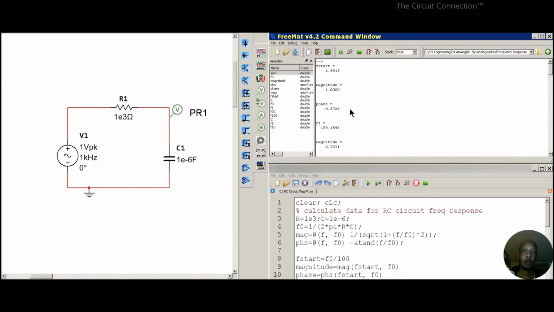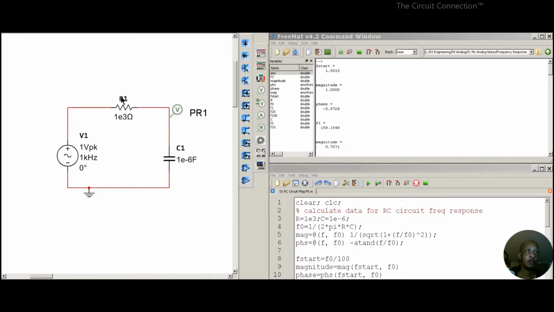And so what do we have? F start is going to be 1.5915. So in our simulation over here, we want to make it start at that value. And then we're going to look at magnitude and phase for these various frequencies in our simulator when I simulate it and bring up a plot. That's all the data we're going to look at in our simulator, based upon what we calculated over here in our script.